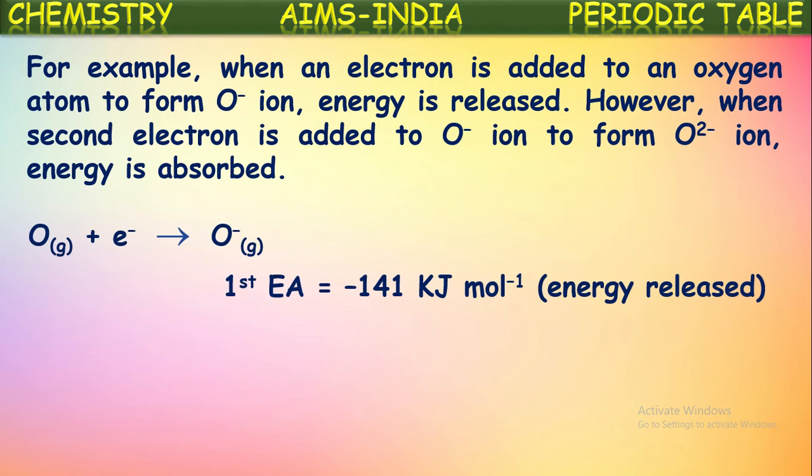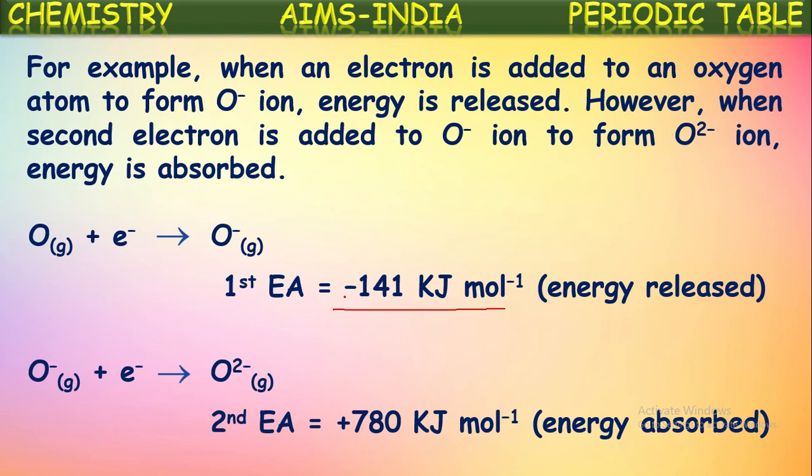That can be represented equationally like this. The first electron affinity is represented like this: an oxygen atom is added with one electron and forms an O minus ion. There, a certain amount of energy is released. That released energy is represented with the negative symbol. That is an exothermic reaction.